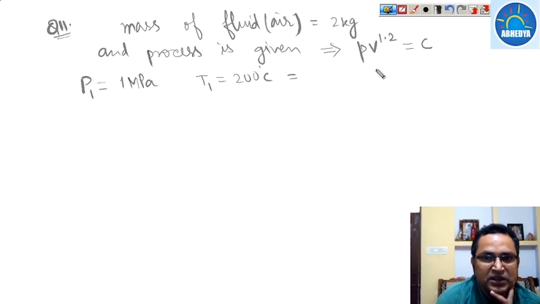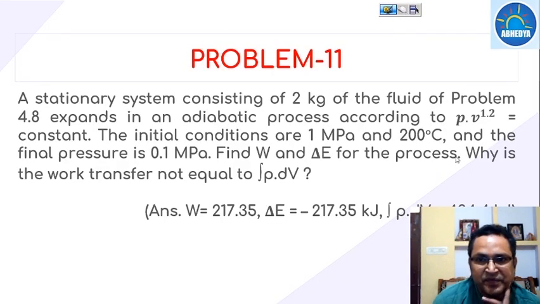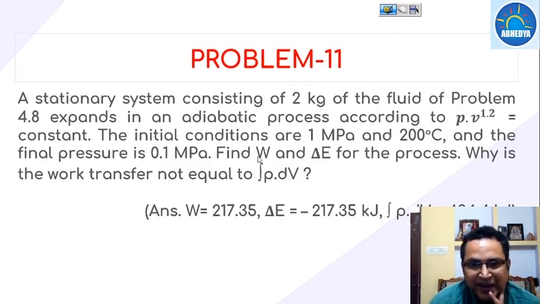What is the meaning of 200 degree centigrade? So this is around 473 Kelvin. So this is the initial condition. And the final pressure is 0.1 megapascal. So final pressure is 0.1 megapascal. Find what is the work done, what is change in internal energy for this process, and why is the work transfer not equal to PdV. This is again an important thing, why this work is not equal to PdV.